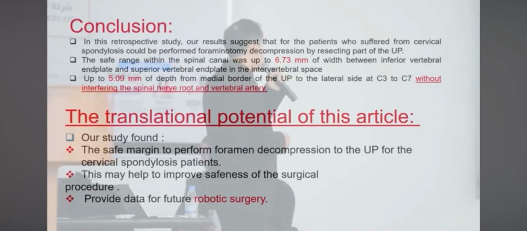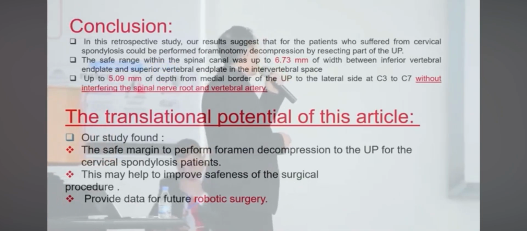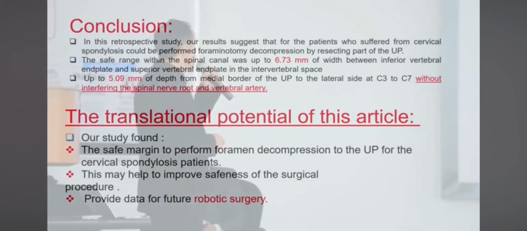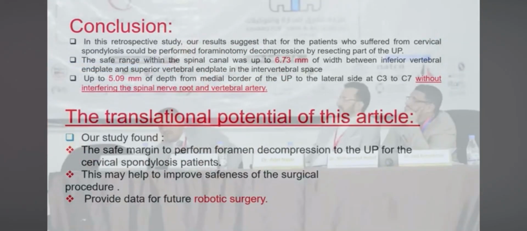We found the safe boundary of the spinal canal was about 6 width between the inferior vertebral artery and the end plate, and the height of the uncinate process was 5 millimeters. We can resect the uncinate process without interfering with the spinal nerve root and vertebral artery.